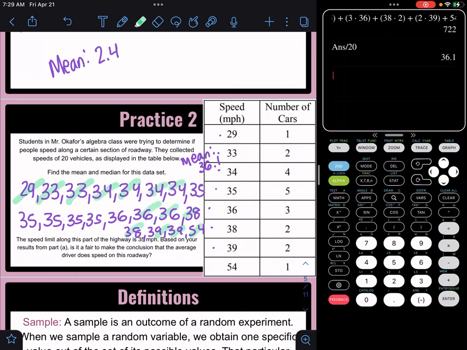1 1 1 1 2, 1 2. And what's in between 35 and 35 is just going to be 35. So our median would be 35. Alright, and the next question says, the speed limit along this highway is 35 miles per hour. Based on your results from part A, is it fair to make the conclusion that the average driver does this speed? And you can say yes, because the mean was 36.1, which is close to 35.